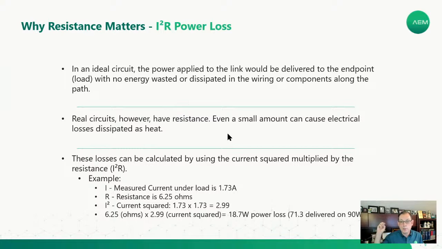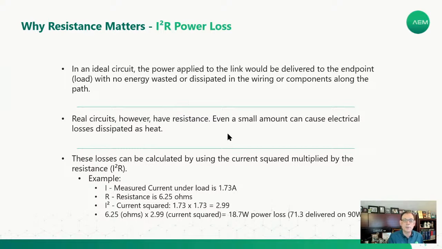So if you had 90 watts of power coming from the switch, you'd get 90 watts of power at the endpoint. But in the real world, that can't happen because there's something called resistance, and resistance will impede the flow of electrons. Essentially, it's going to result in a voltage drop over the cable, which, when you do your power calculations, your volts times your amps to get your wattage, means a reduced amount of wattage at the endpoint because of that drop. So real circuits have resistance, and even a small amount is going to cause electrical loss.